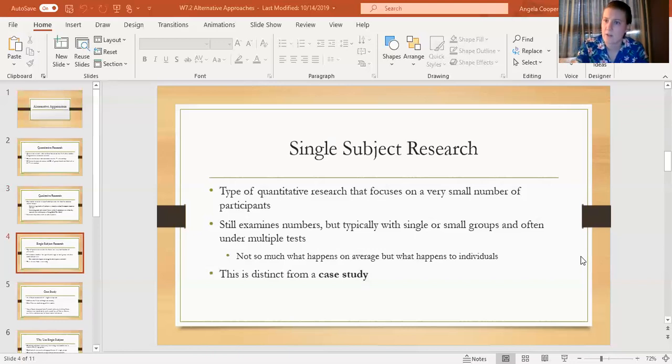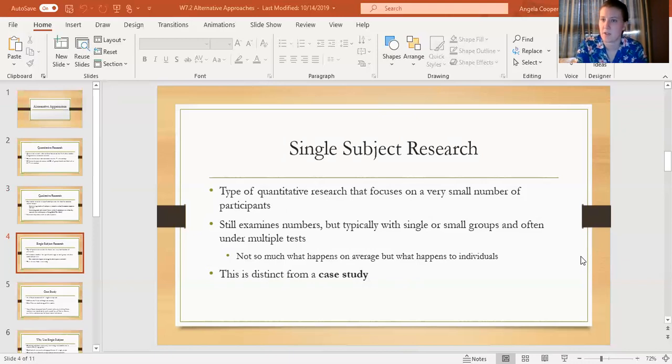So for our class, for our research, we typically want to have a pretty decent sample size. We want to have as many people as we can involved in the study, so we can be more firm and confident that we have statistical significance. Okay, our sample size is large enough that this is probably a relationship that exists in the population.